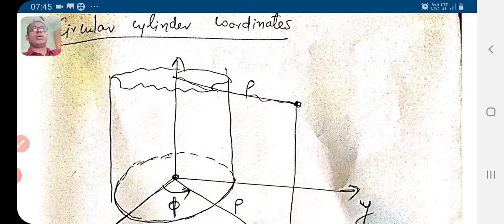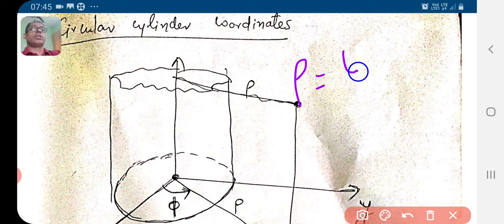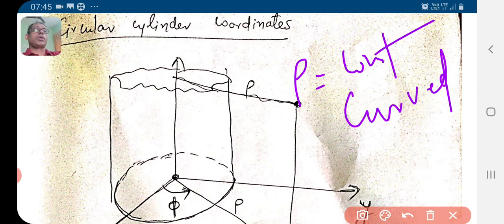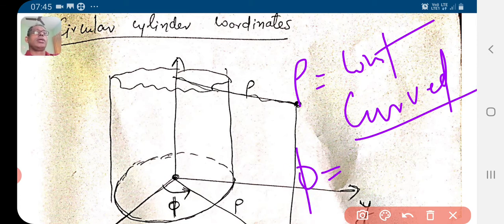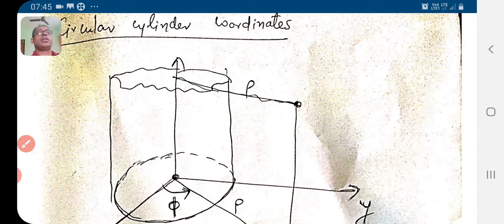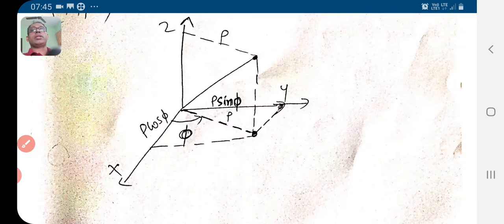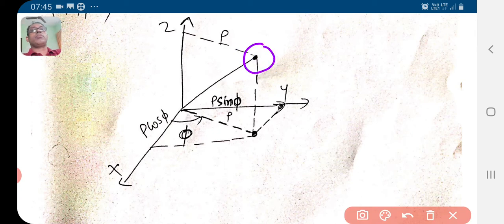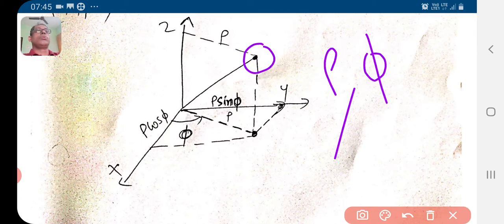So here rho constant is a curved surface, and phi constant and z constant are plane surfaces. So these are the three surfaces. They intersect at the point P, and we have the coordinates for that, rho, phi and z.